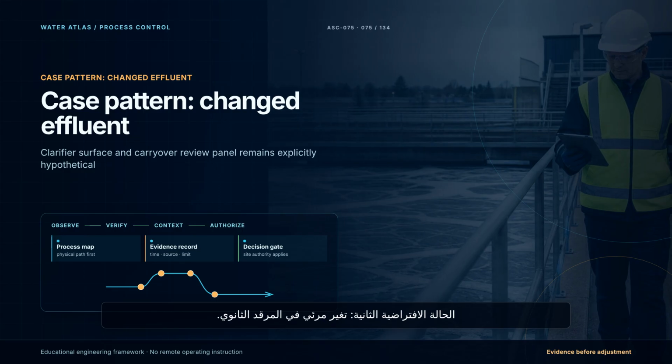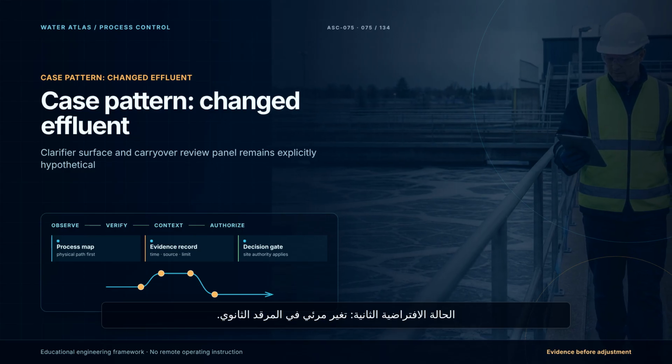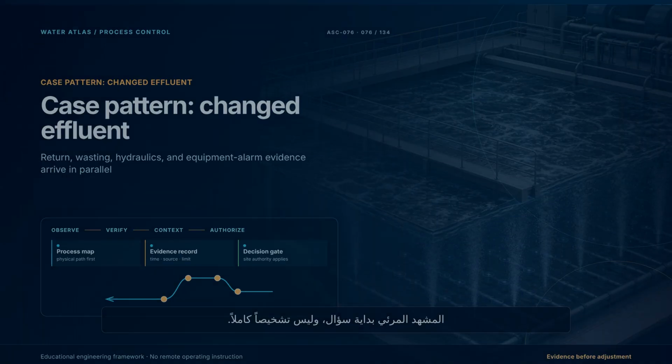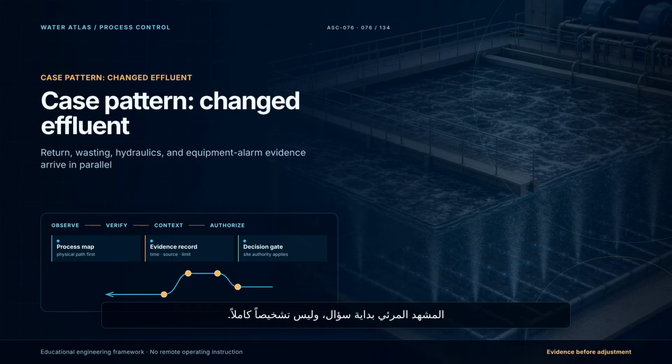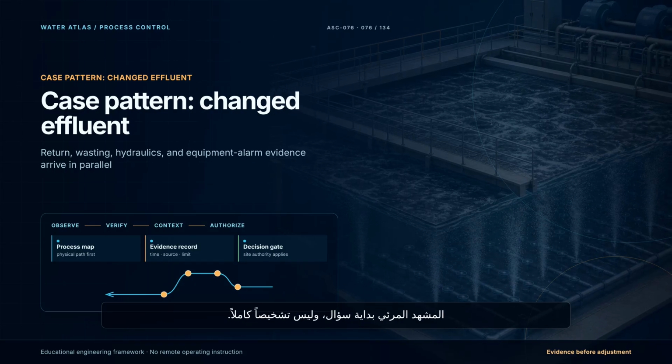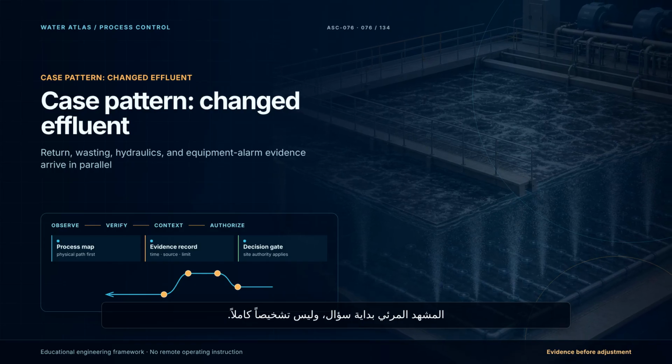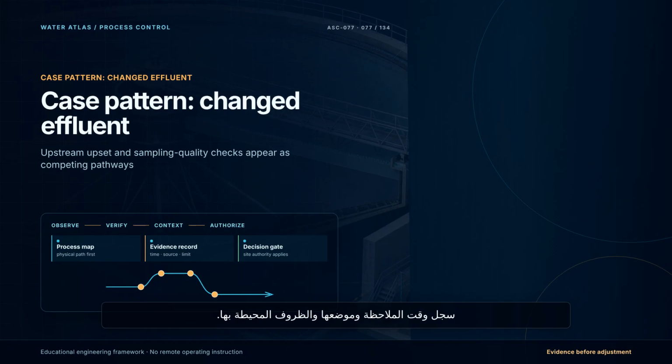The board should support a conversation between operations, maintenance, laboratory staff, management, and engineering. It should not become a competition over whose number is correct. When sources conflict, the team should agree on the next verification step and record why it was chosen.